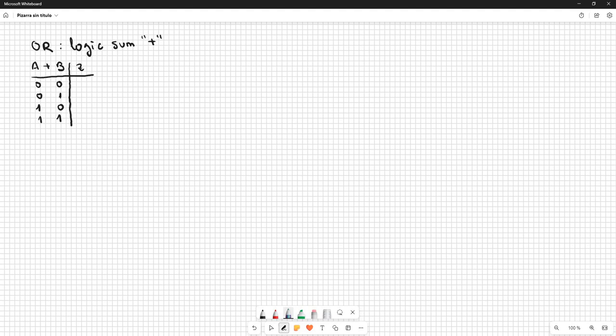So here in the first combination both inputs are 0, so the output is 0. But in the 3 remaining combinations, B is 1 here, A is 1 here, and both are 1 here. So we accomplish this condition, one or the other are 1, so the output is 1. Sorry, I didn't draw this well.